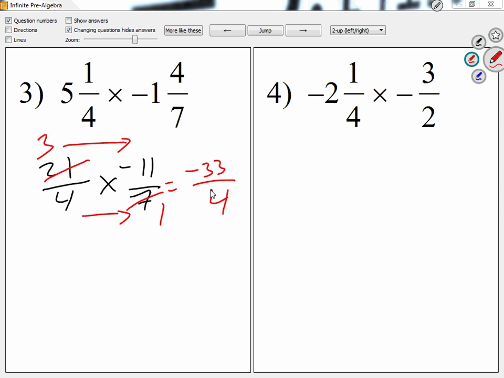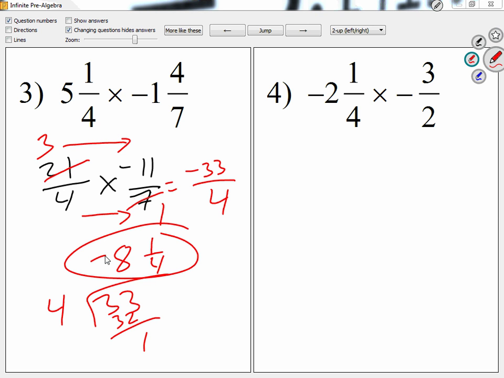Big number on top, so we do have to divide. How many times does 4 go into 33? 8 times. 8 times 4 is 32. My remainder is 1. So 1 over 4. And once again, don't forget your negative sign.